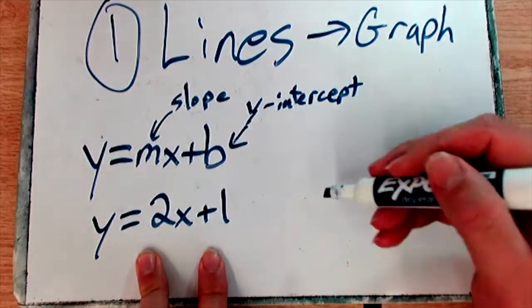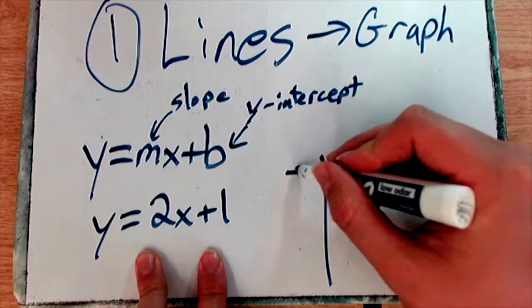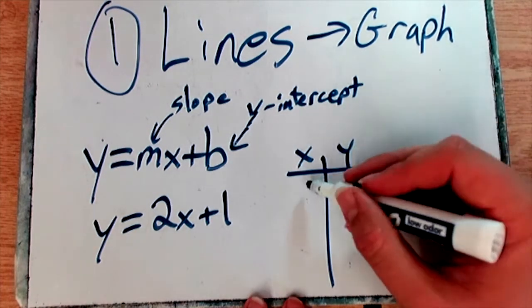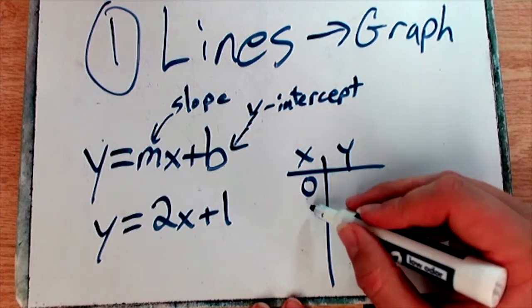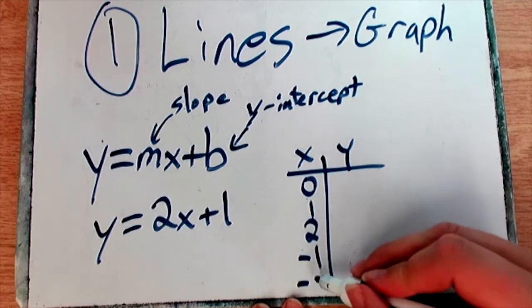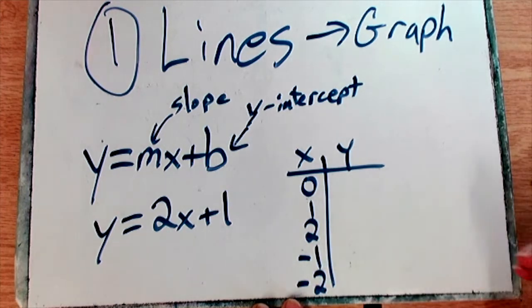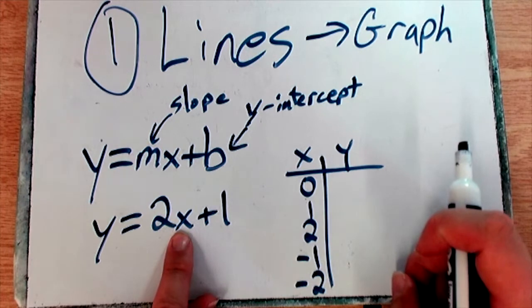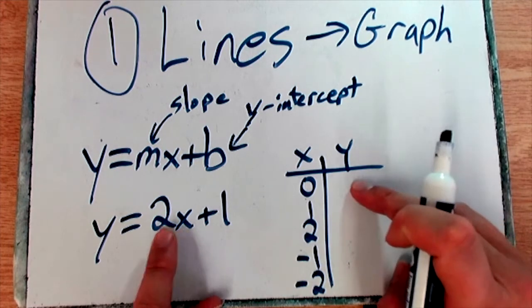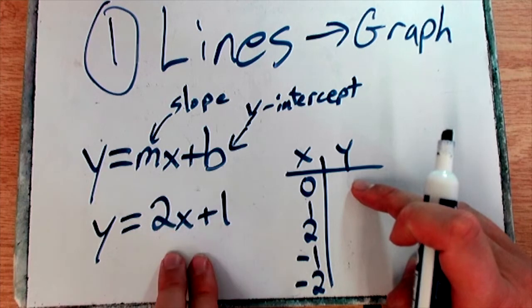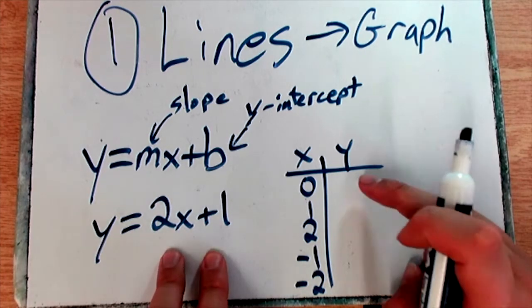We might do a t-chart. So in a t-chart, you write the x's and the y's, and you choose values of 0, 1, and 2, and then also -1 and -2 for x. We're going to take each one of those values and put it in for x, and then we're going to have a y value get spit out. So basically, as we do all the things to x, the value we're left with is y. We're going to put that number here.